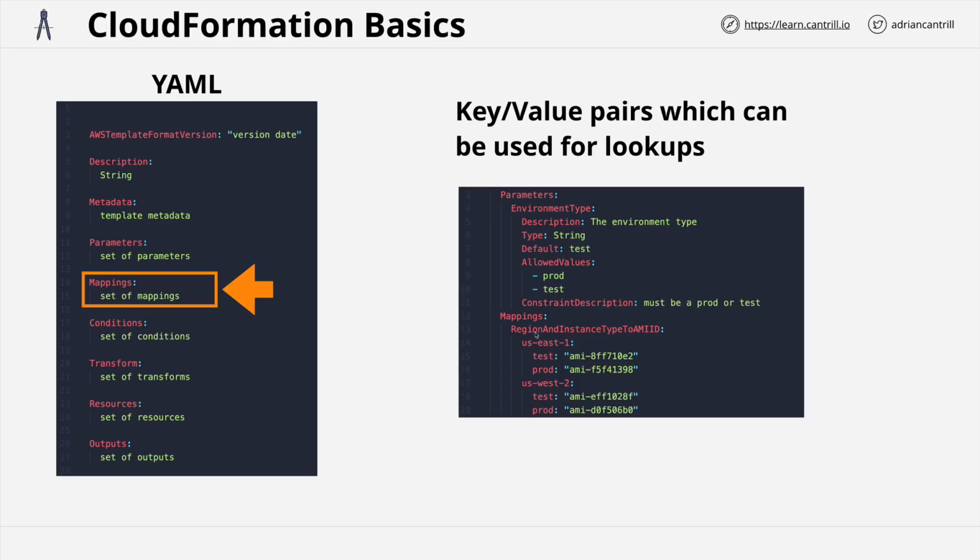So we create a mappings table, region and instance type to AMI, and then based on the region that it's in, and then the environment type, so test or prod, it selects a specific Amazon machine image to use. So again, this is something that you will get experience with as you go through the course. I just wanted to introduce it at this point.